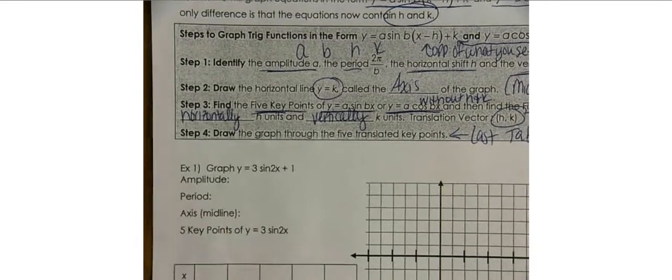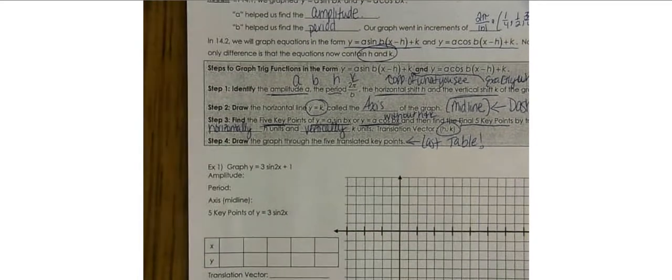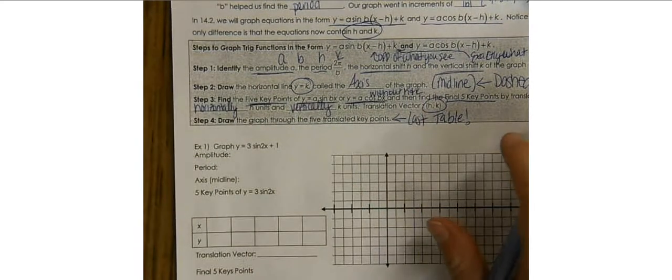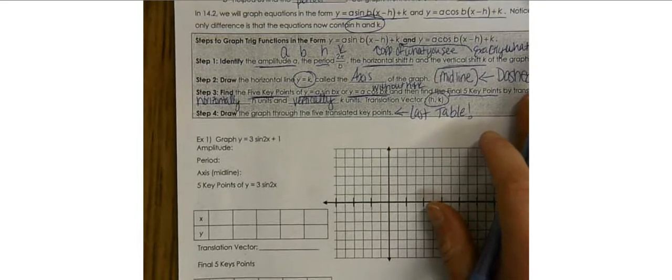Your final table. All right, so I know that what I just talked about up here can be kind of confusing. So let's go ahead and start from the very beginning. From the very beginning, we have y is equal to 3 times the sine of 2x plus 1. So step number 1 says, let's go ahead and identify our a, b, h, and k.